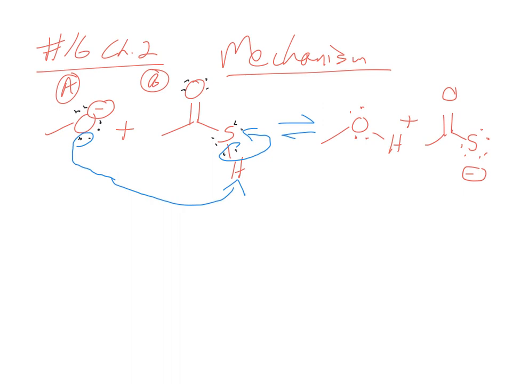Take it a step further. Let's talk about these equilibrium arrows right here. Which way does it really lie? And how would we tell that? Are we going to favor starting materials or are we going to favor products in this case? What do you think? What's the difference? We have an overall minus charge on both sides. What's the difference?